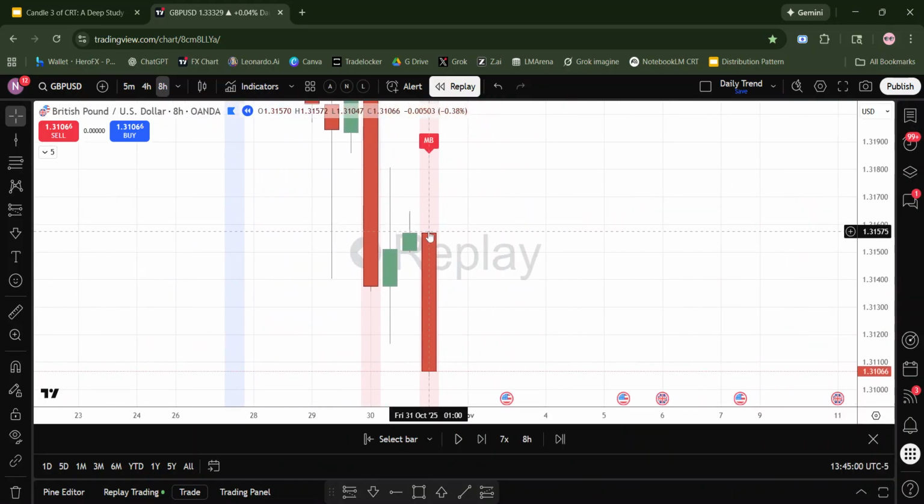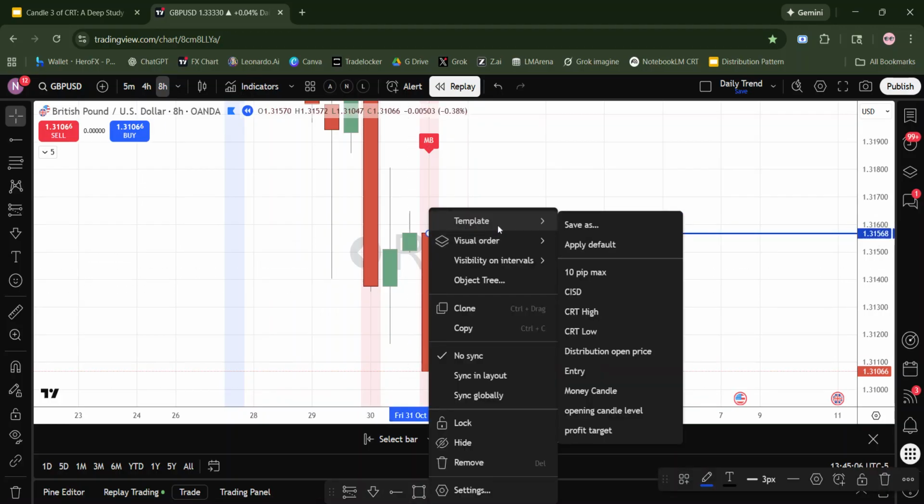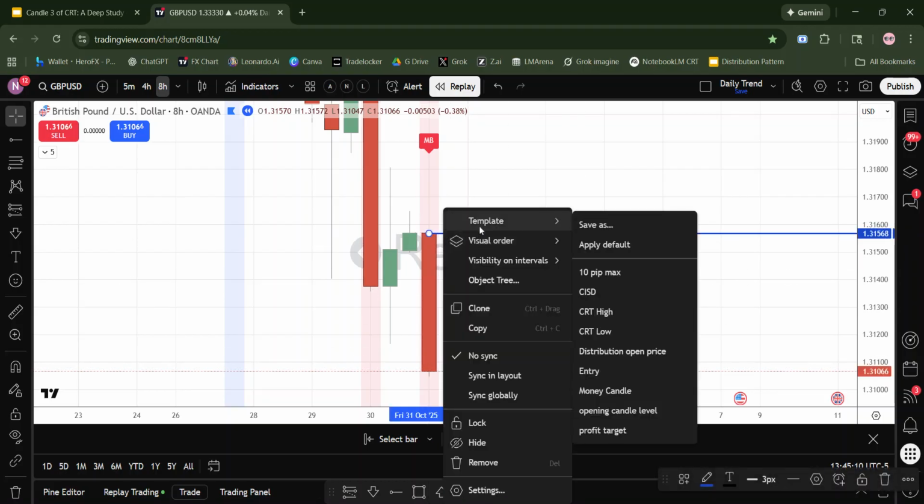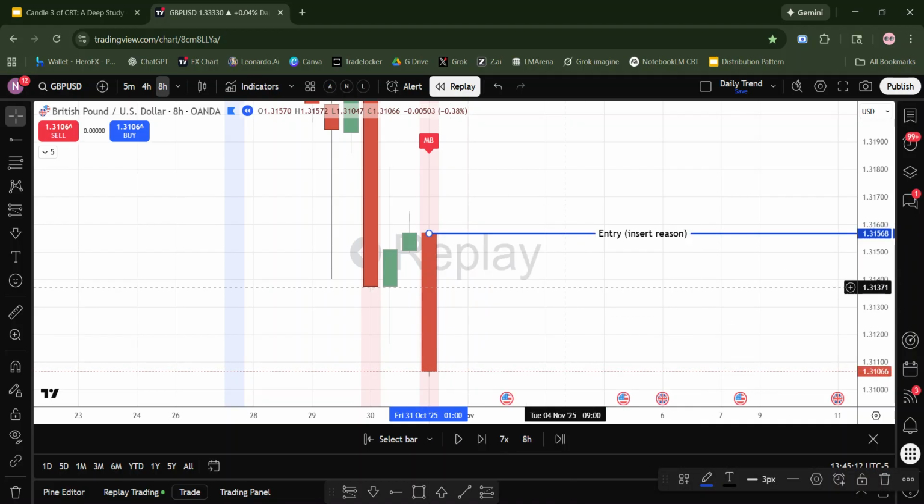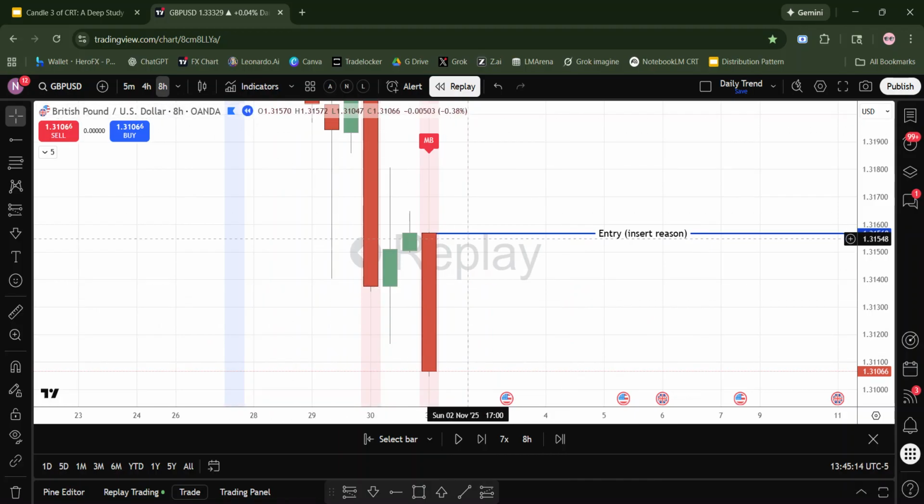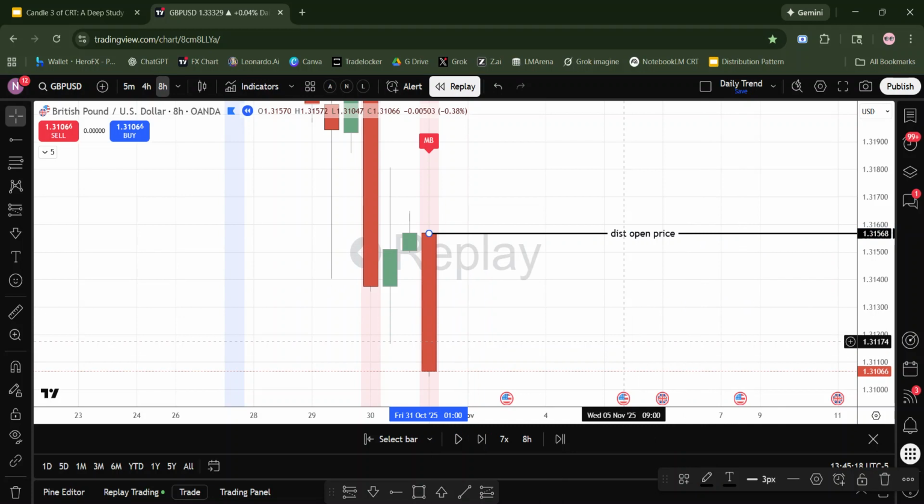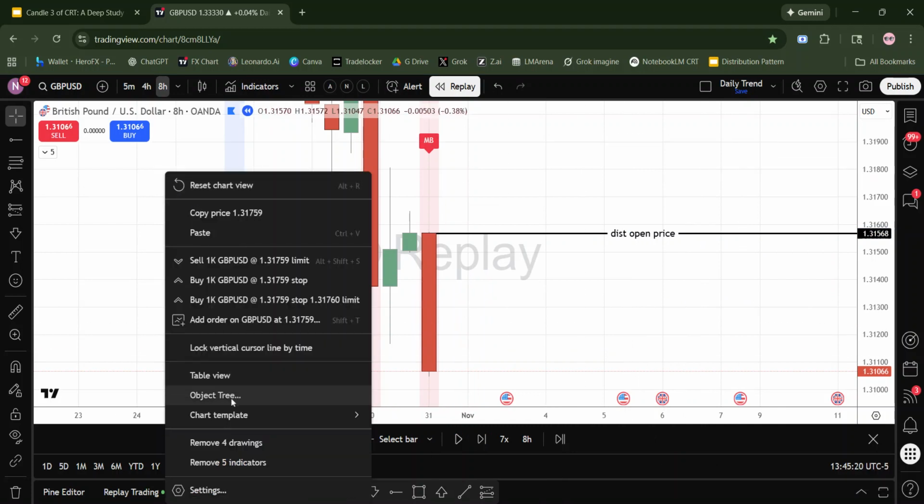No wick on that one whatsoever. I'm going to go ahead and mark the opening price. I'm not going to mark all the hours only because it's an 8-hour candle. We'll be here all day. But I'll mark the entry there. Whoops. No, not entry, I'm sorry, the open price. And let's get rid of all the indicators.